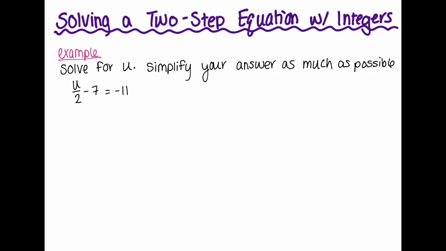Solving a two-step equation with integers. This is not going to be very much different than anything that you've done before. The kind of interesting thing is we have some negative numbers thrown in there, but other than that, this is just what you've been doing all along. So we're trying to solve for u. We want to simplify our answer as much as possible.